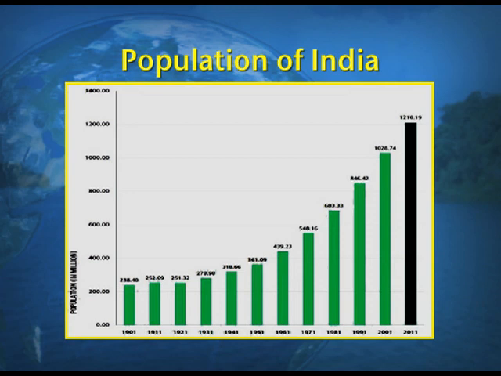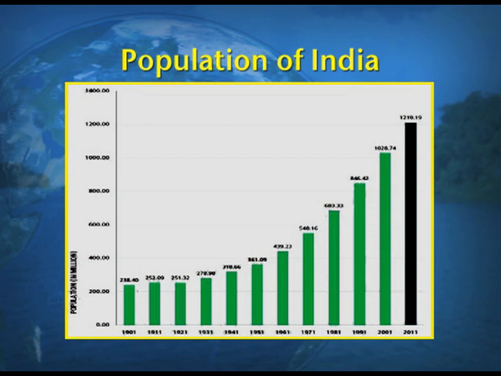every census year. So, first in 1901, when the population was 238 million, then 1911 with the 252.09 million population, and in the 1921 census, the population was 251.32 million. There is a sudden slight decline in the population of around 1 million in the year 1921.